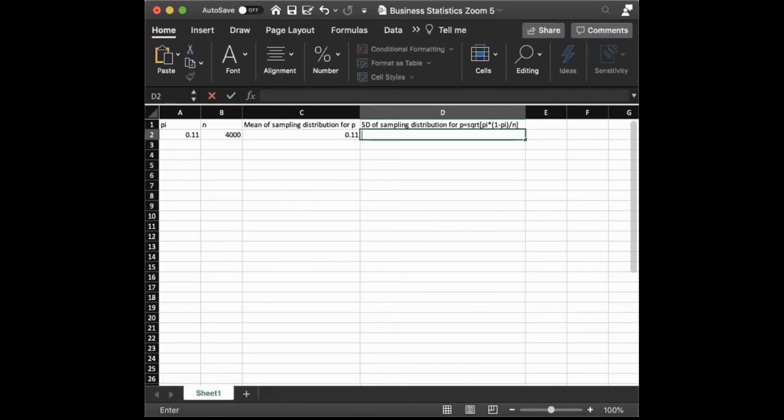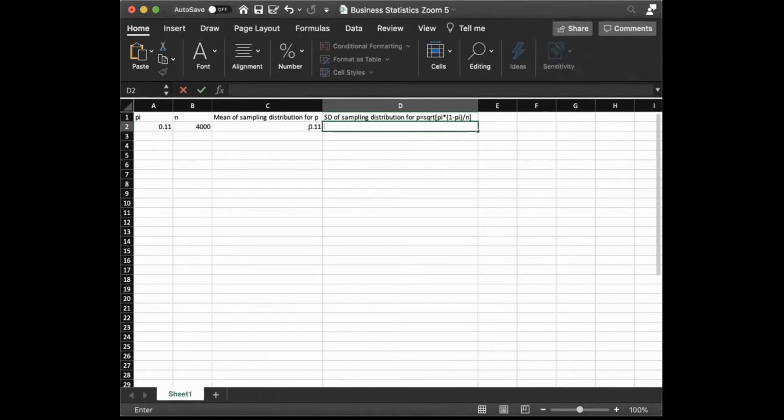Nope, stop. Type it in one time. Don't do that because you'll get the wrong answer. So go down to D2 and type in equal. Now square root, SQR. There you go. Then you click on where pi is in A2. On A2, you're going to click on A2. And now you put a times. So that's pi times. So you put a little star sign.